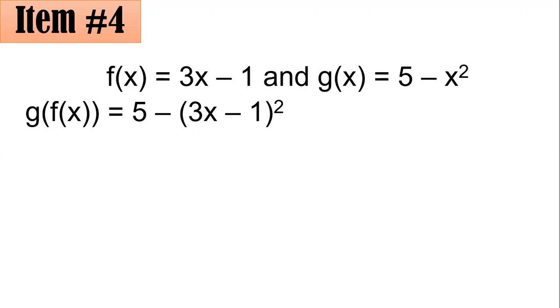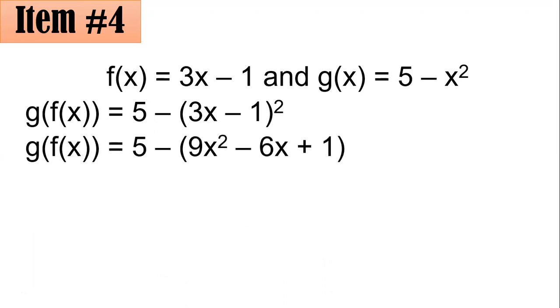And performing algebraic operations now, we will square the binomial. So we'll have 5 minus, and you have to place here parentheses. To square a binomial, you square the first term first. So 3x quantity squared, that's 9x squared. Then twice the product of the first and second term. 3x times negative 1 is negative 3x, times 2, that's negative 6x. Then you square the last term, negative 1 quantity squared, that's plus 1.